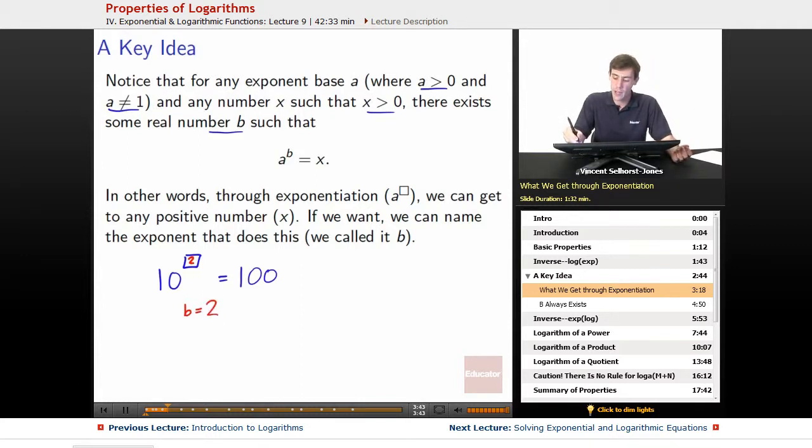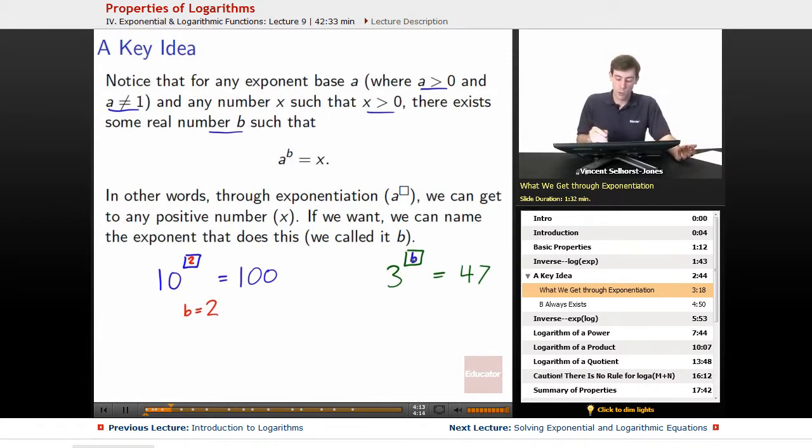We could do this for something else. We could say 3 to the box equals 47. Now this is considerably more complex than 10 to the box equals 100, right? 3 isn't going to have some nice integer power that we can raise it to that will spit out 47, but we can know that there's got to be something that fits in that box. We don't know what the number is right now, but we are sure that there's got to be something that we could raise 3 to get 47, so we can just call it b.